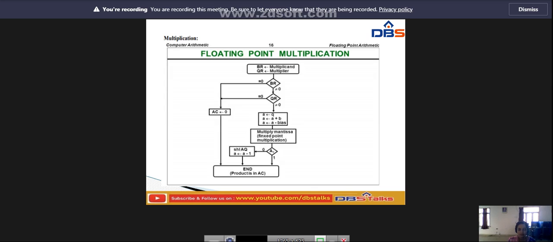If it is not equal to 0, we perform some operations here: A is equal to A plus B, and A is equal to A minus bias. So we multiply the mantissas with fixed point multiplication, and here we are checking A1. If the condition is 0, shift left AQ, and A is A minus 1. If it is 1, end with the product in AC. So this is the multiplication.